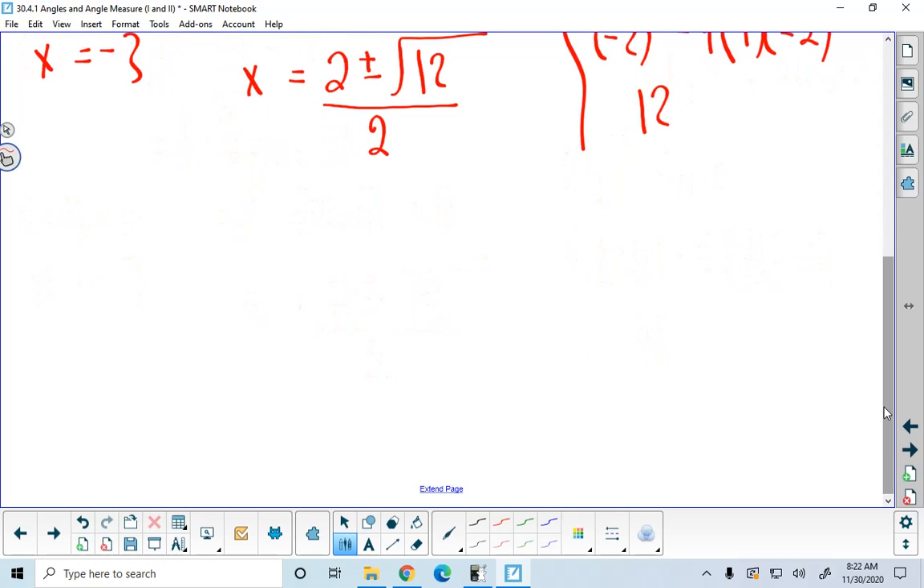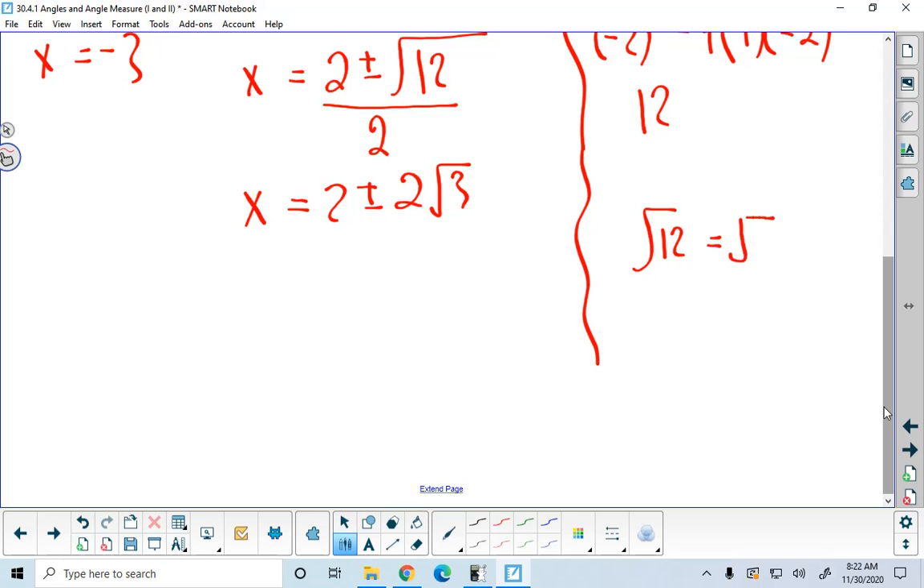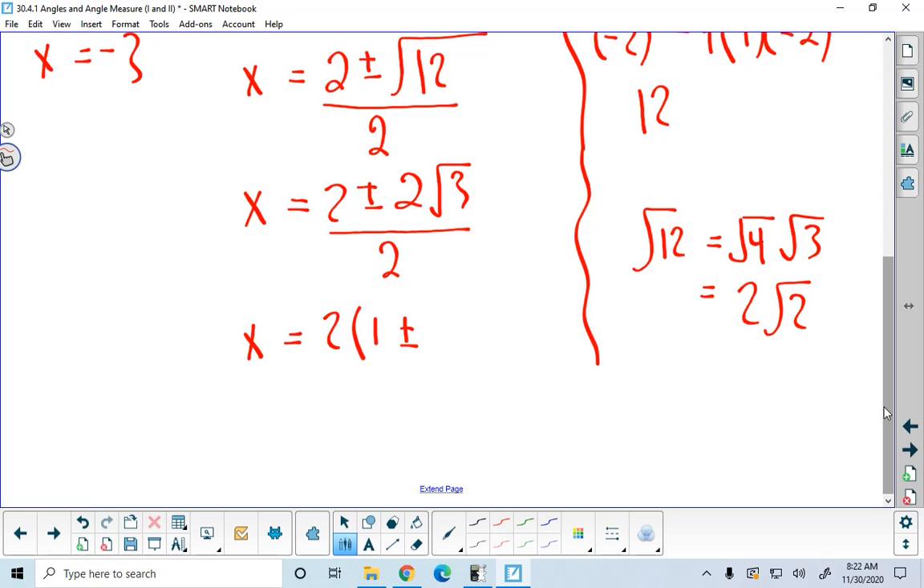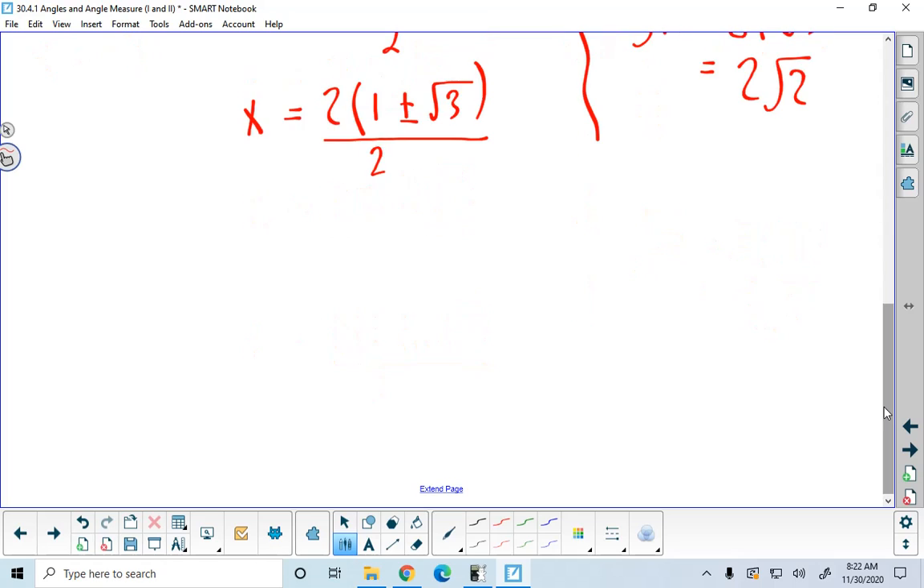And we can simplify that. I can express root 12 as 2 root 3. Root 12 is the same as root 4 root 3. And root 4 is 2, so it's 2 root 3 over 2. And of course, now what you can do is factor a 2 out of the numerator and have 1 plus or minus root 3. This whole thing is over 2. So now you can cancel the 2's and be left with x equals 1 plus or minus root 3, and you can answer the question.